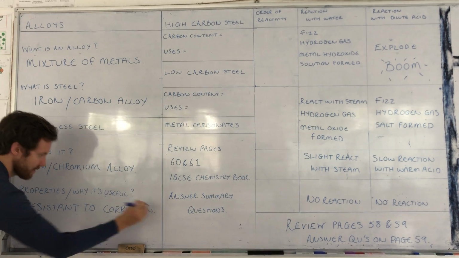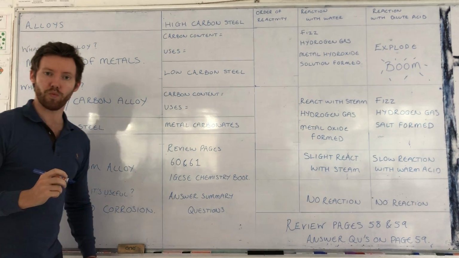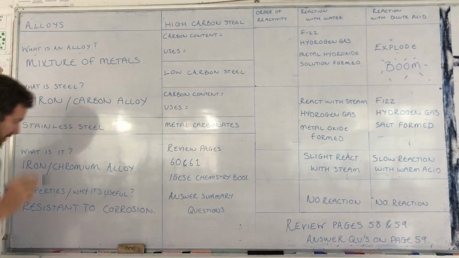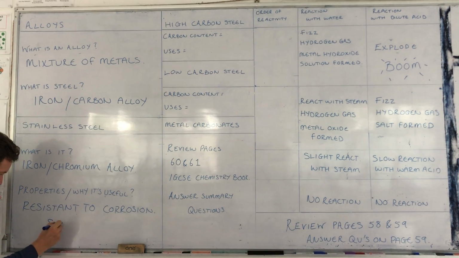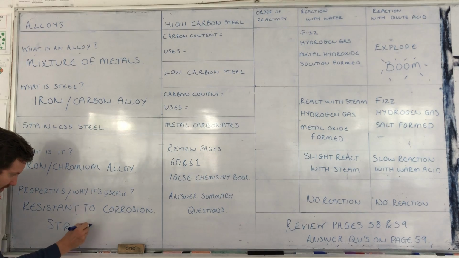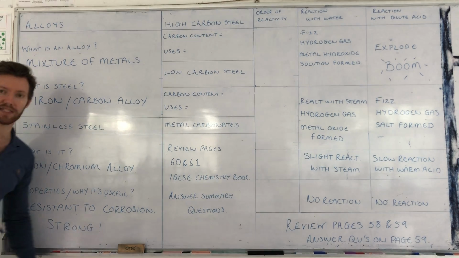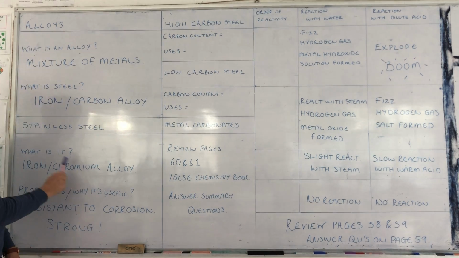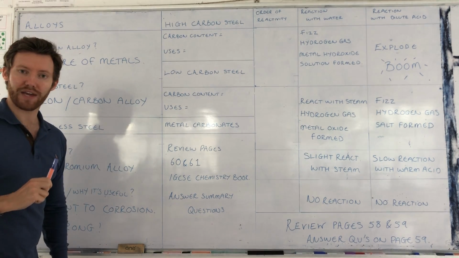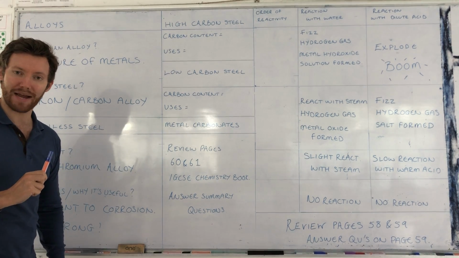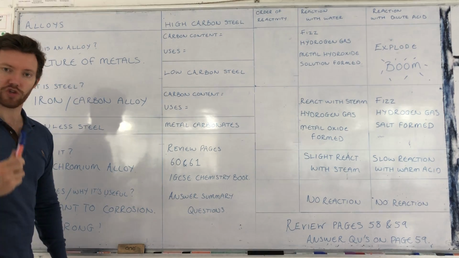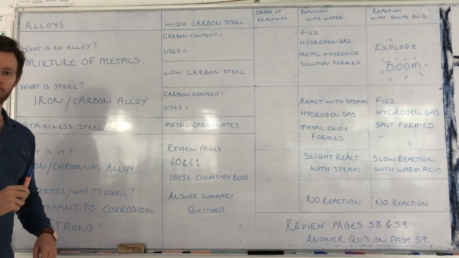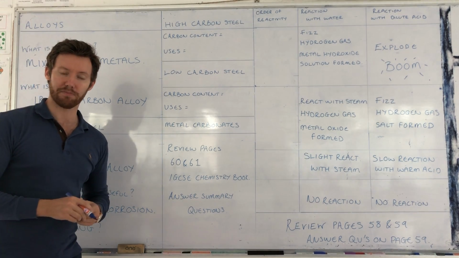It doesn't rust. It is very strong. It doesn't wear down very easily. So it's resistant to corrosion. It is strong. So our stainless steel, our iron chromium alloy, made of carbon, silicon and manganese, is resistant to corrosion and it is very strong. Okay, this is nice and simple then.